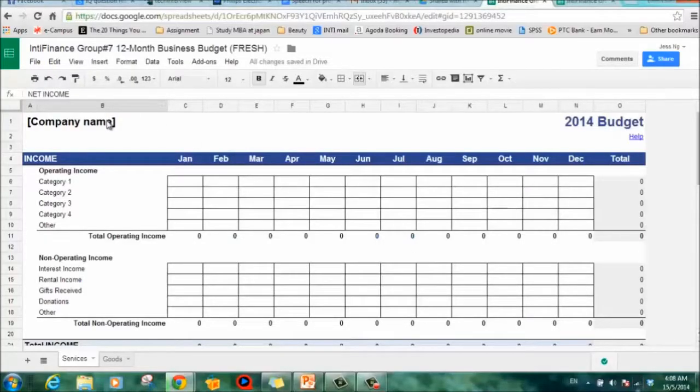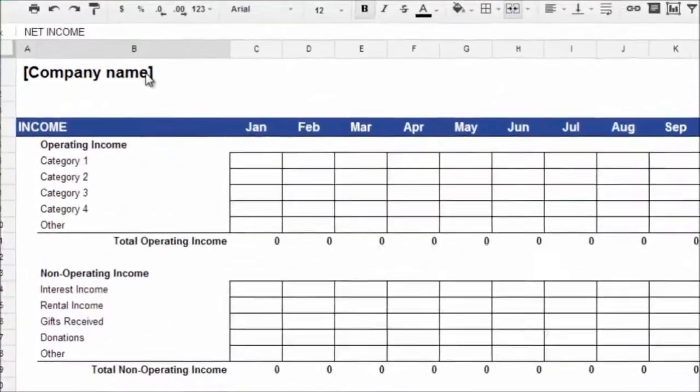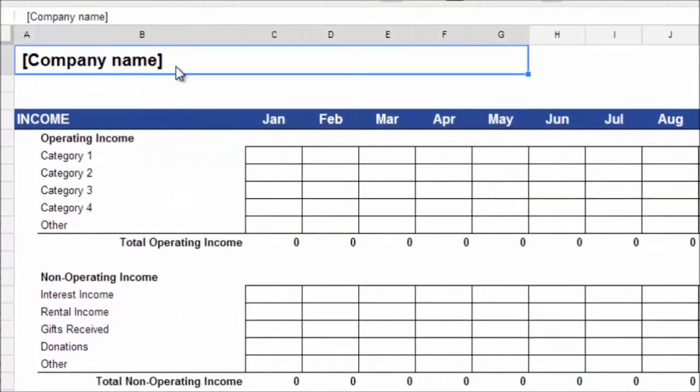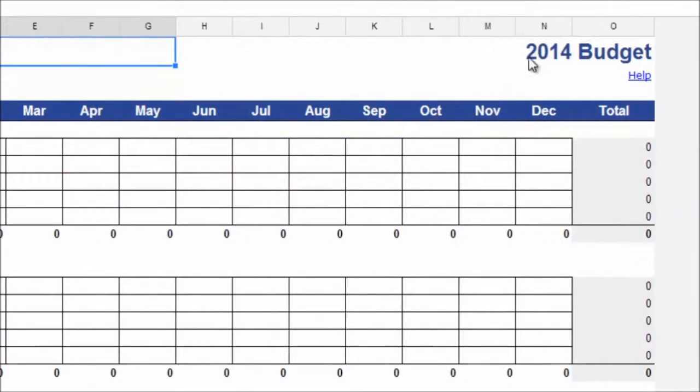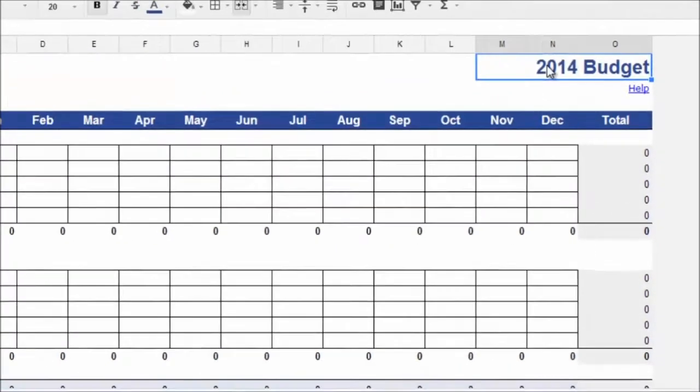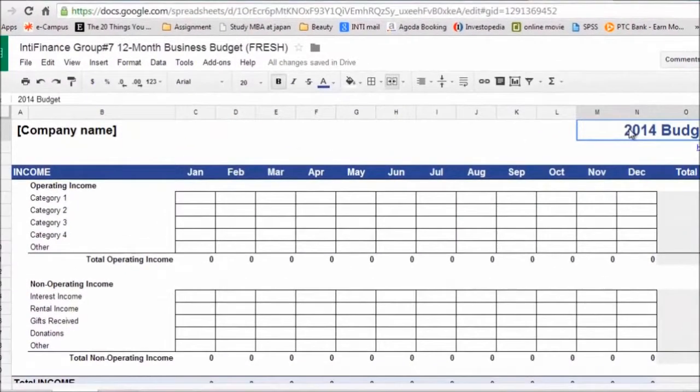So now we have learned about budget. Let us look into this 12-month business budget. Budgeting can be annually, quarterly, and monthly. This 12-month business budget is a monthly budgeting. You insert your company name here in the upper left corner. Then, in the upper right corner here, you insert your year of your budget.